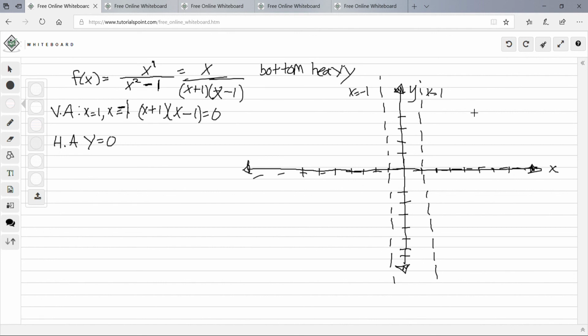So now we have 3 sections. We have the right side, we have a middle side, and we have a left side. So we've got to figure out how it is going to look on the right, middle, and left. So we figure out how to do that. We're going to test points.